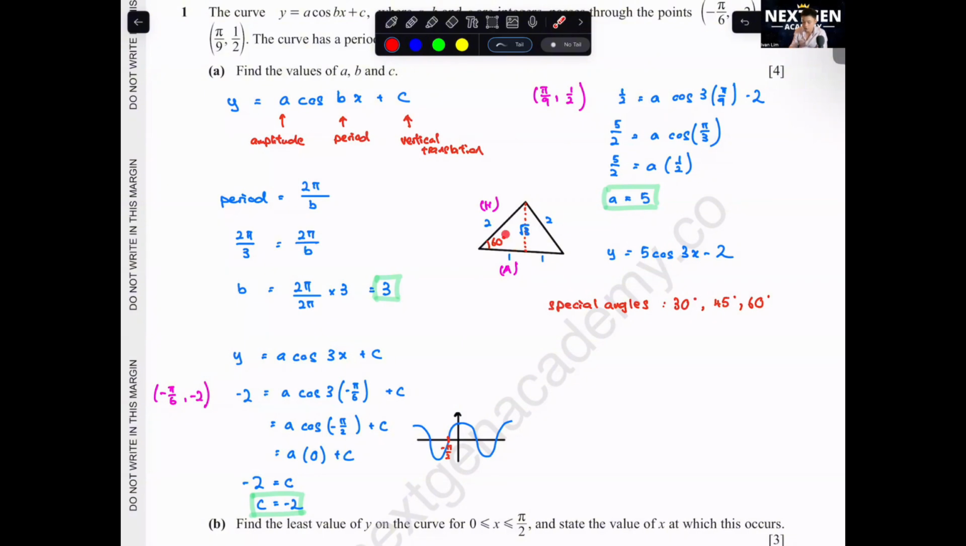Can you see or not, Jordan? So here, you see, we are trying to find cos 60 degrees over here. So adjacent over hypotenuse, according to this triangle here.